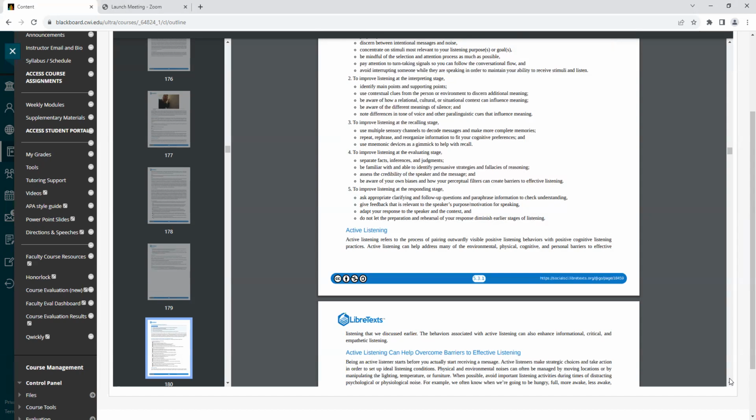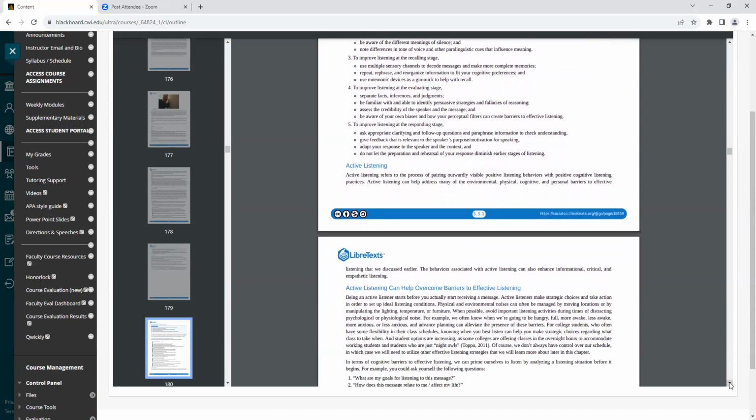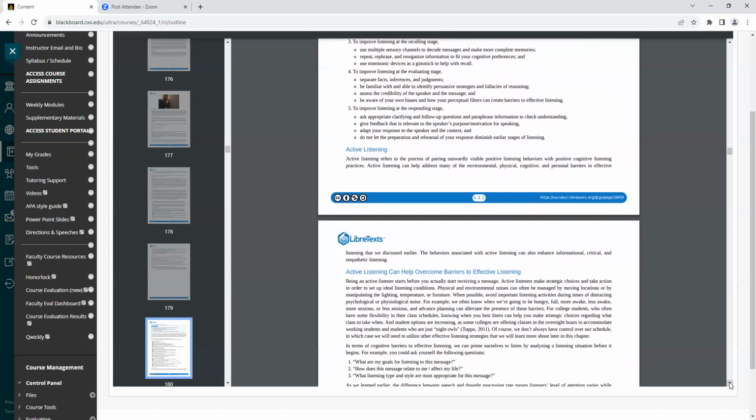Be aware of the different meanings of silence, and note differences in tone of voice and other paralinguistic cues that influence meaning. Number three, to improve listening at the recalling stage. Use multiple sensory channels to decode messages and make more complete memories. Repeat, rephrase, and reorganize information to fit into your cognitive preferences. And use mnemonic devices as a gimmick to help with recall.